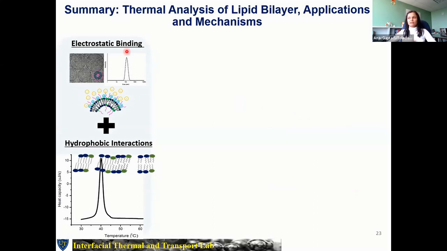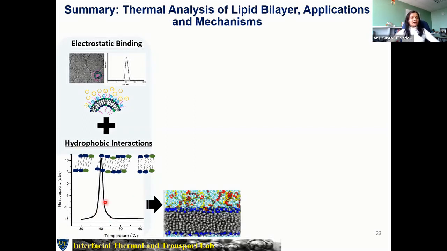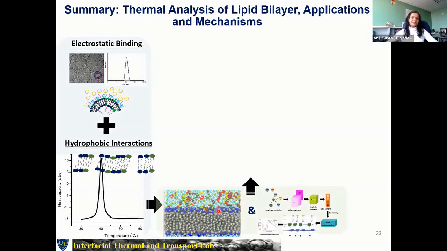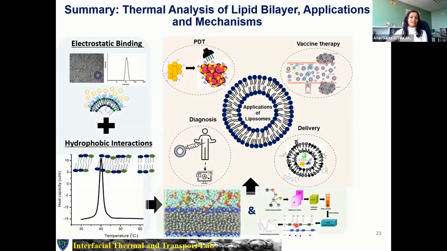So we do a lot of experimental studies on electrostatic binding, hydrophobic interactions using DSC. We combine those experimental studies and then we add them to our computational modeling studies. We are also trying to combine the computational modeling studies and experimental work in machine learning models, so we can apply all of that knowledge to various areas in which liposomes are being used, and we can save a lot of time before we enter our liposomes in vivo studies.